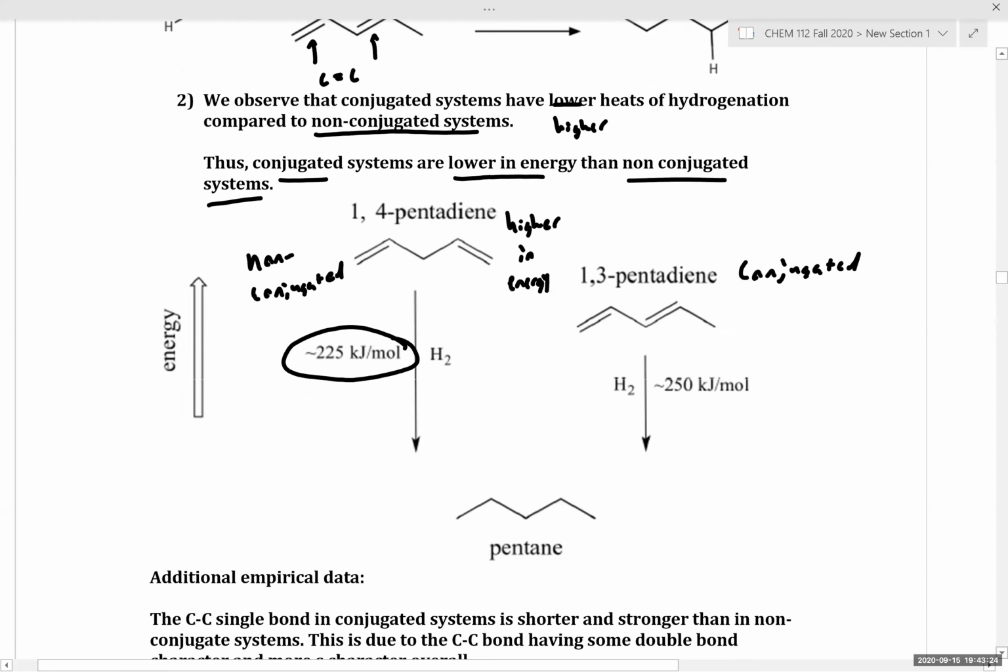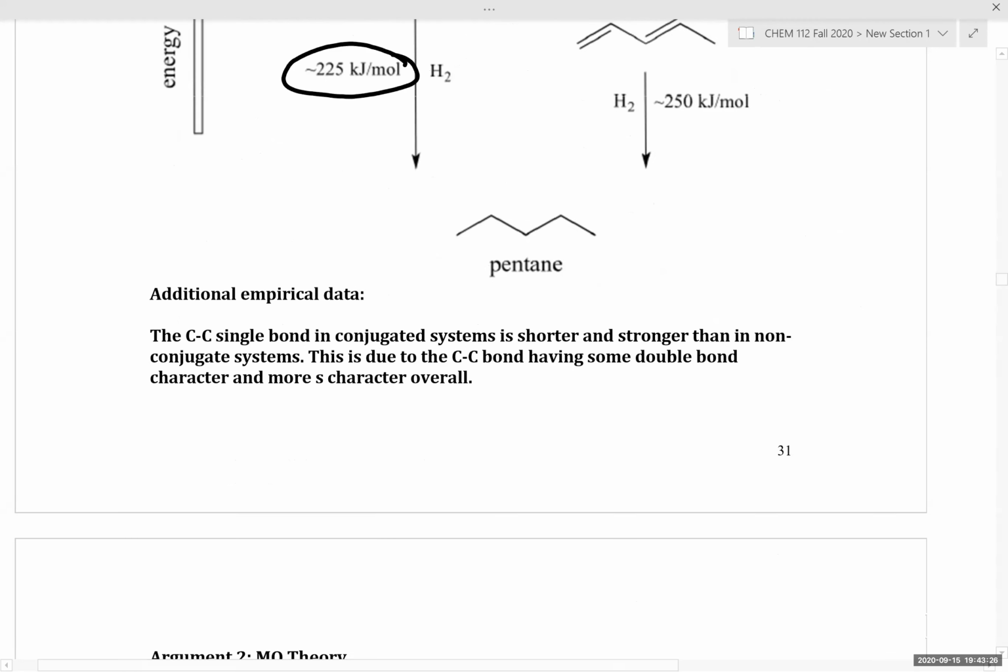There's some additional empirical data to support this. The carbon-carbon single bond in conjugated systems is generally shorter and stronger than in non-conjugated systems. This is due to our carbon-carbon bond having some double bond character and more s character as well.